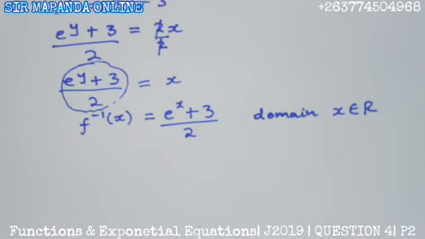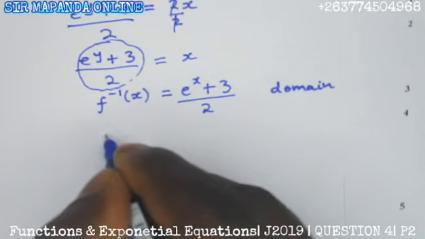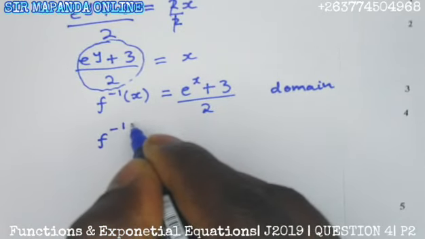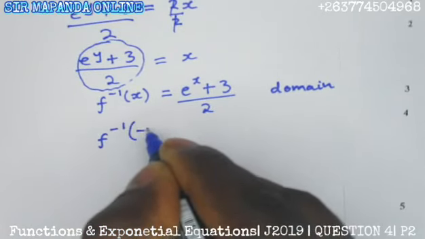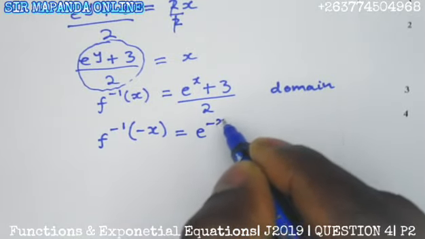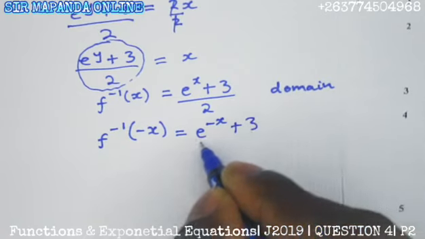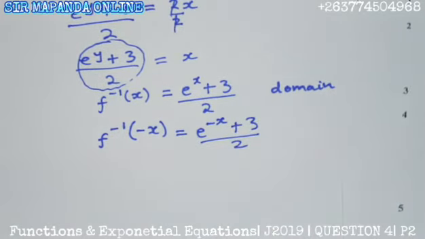Solve the equation inverse of x minus 6, open bracket, inverse of minus x, close bracket, plus 5 is equal to 0. Right, so here we need to identify inverse of minus x first. The meaning of inverse of minus x: it means substitute minus x in the inverse. So you get e to the power of minus x plus 3 over 2. I hope you are following.